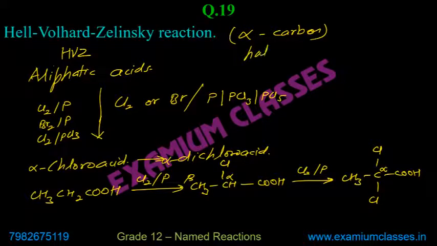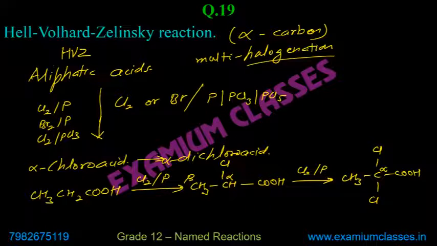Okay, halogenation, rather say multi-halogenation. Multi-halogenation means there can be two only because valency is complete after two, in case of propanoic acid, not in case of acetic acid. In case of acetic acid, all three hydrogens will be replaced. In all other cases, there will be dichloro.